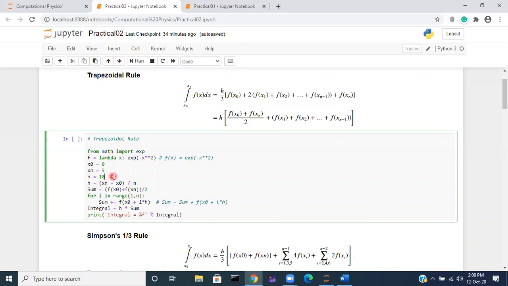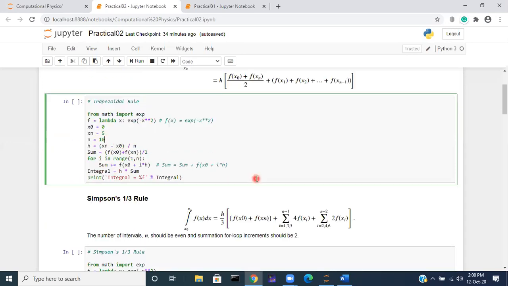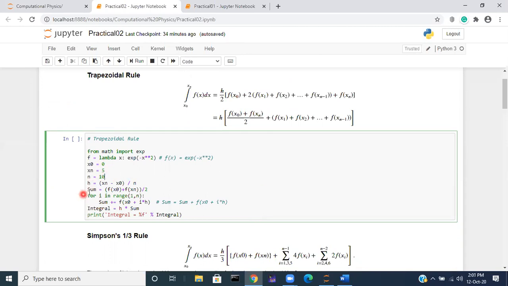Range 0 to 5, 10 equal intervals together. How do we calculate the length of each interval? Very simple: xn minus x0 divided by the total number of intervals n. This will give you the length of each small interval, which is h.